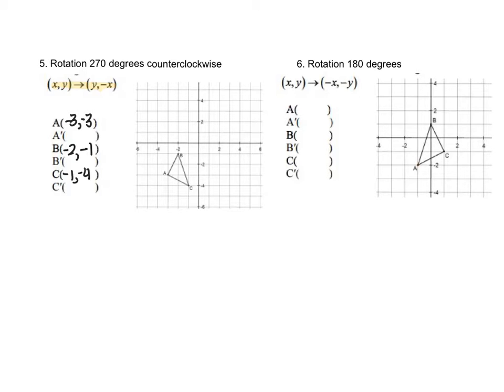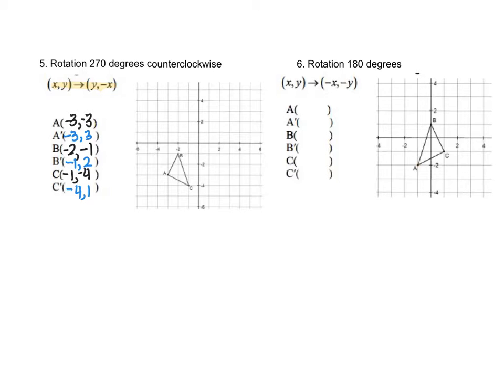So when I switch the point -3, -3, it's going to become -3, 3, because we keep the original y value the same and make x its opposite. B prime, from -2, -1, is going to become -1, 2. And C prime, from -1, -4, is going to become -4, 1.